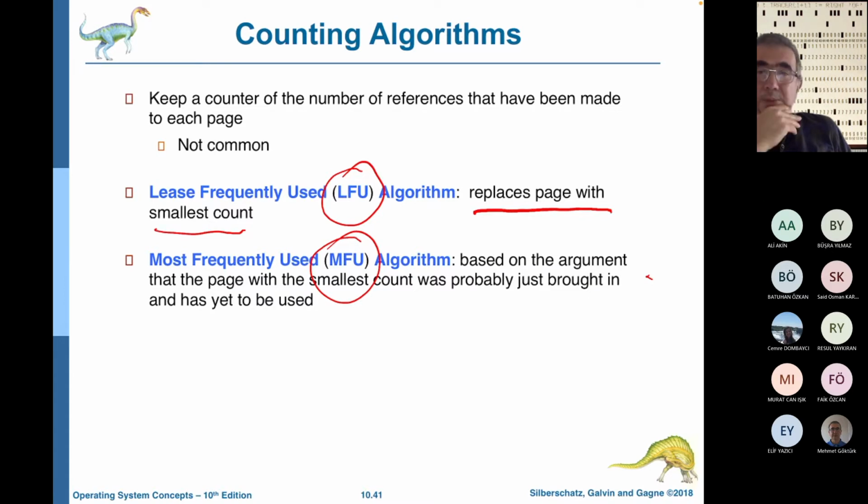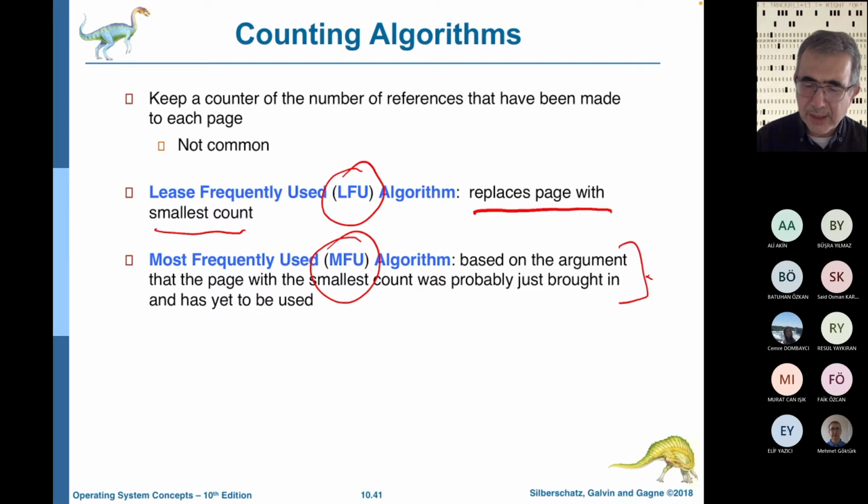The most frequently used algorithm says you have been using it too much, and the other one has no count. It is new. So new has no reference to it because it is new. Since it is new, I will use it. So that is the starting point of the most frequently used algorithm, and it is only good for certain types of tasks, when new things are important and we'll have more references in those pages.